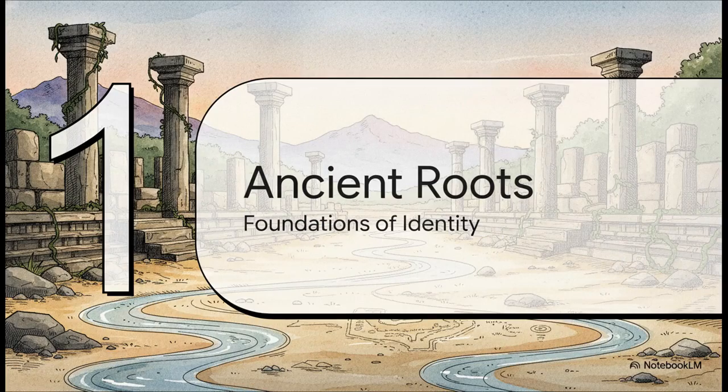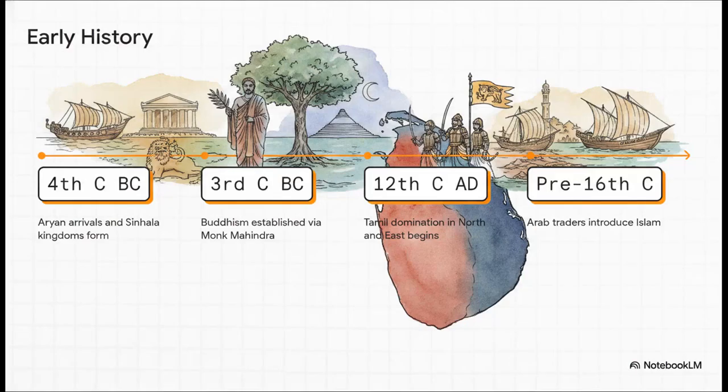Part 1, ancient roots, the foundations of identity. Okay, let's wind the clock way back. The documented history here starts with Aryan colonizers arriving from regions like Bihar and Bengal. They formed Sinhalese kingdoms, most notably Anuradhapura in the north, by the 4th century BC. Then, right around the 3rd century BC, a massive island-altering cultural shift happens. Emperor Ashoka sends his son, the monk Mahindra, to introduce Buddhism, and it absolutely flourished, becoming the established religion and giving the Sinhalese this profound sense of national identity.